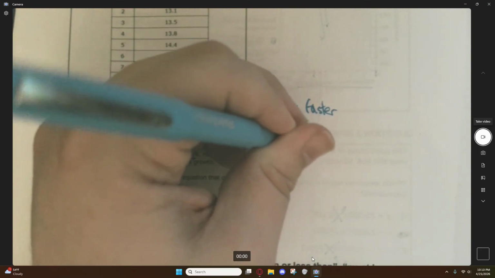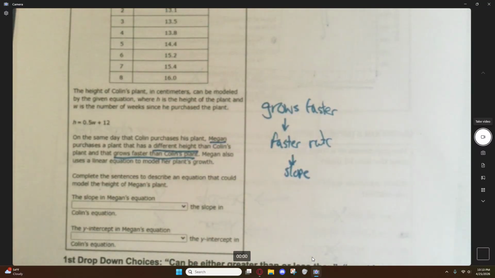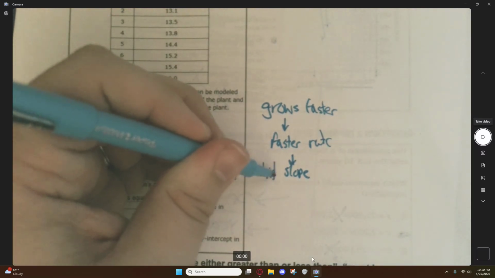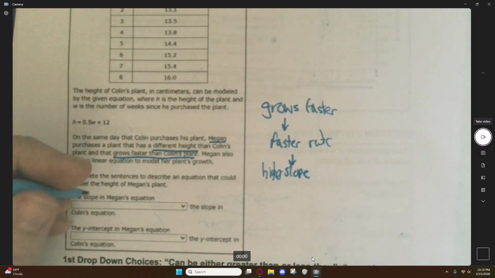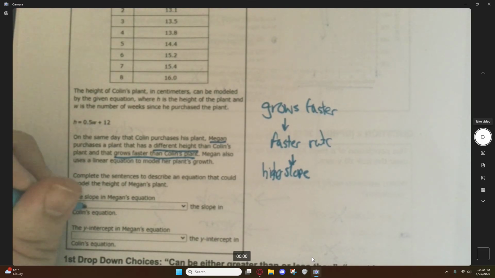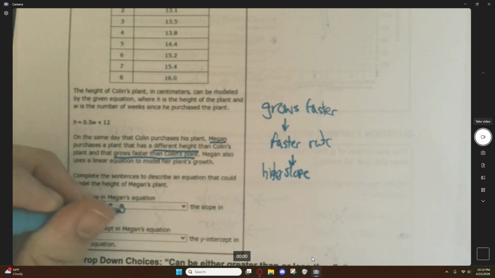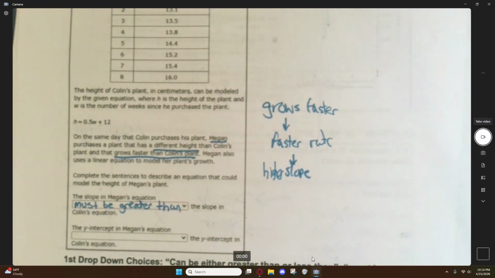The rate at which it grows is faster. If it grows faster, we hear faster rate. And when you hear rate, you think slope. So if it grows faster, that means it has a faster rate, which means it has a higher slope. The slope in Megan's equation must be greater than the slope in Colin's equation. And we know that it must be greater than because it specifically states that her plant grows faster.